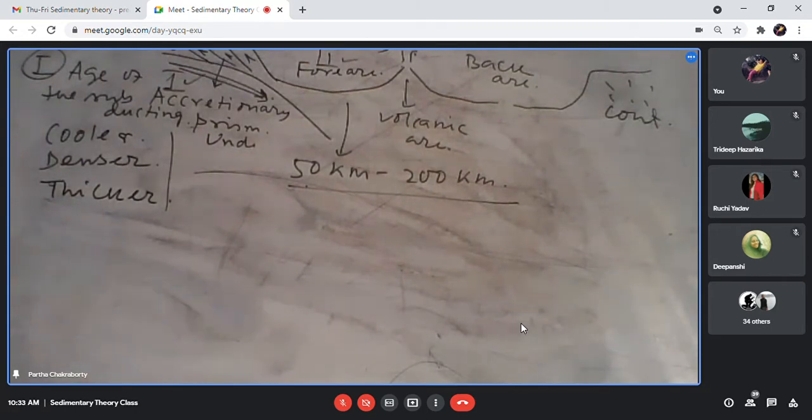Hello? We do not get subduction of continental plate because it is less dense, and it cannot sink. We always get subduction of the oceanic plate. Now this subduction can be an ocean-ocean subduction, one oceanic plate going down another oceanic plate, or it can be an ocean-continent subduction, that is, an oceanic plate going under the continental plate. Both the possibilities are there.